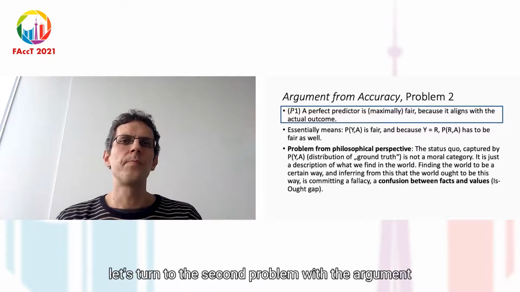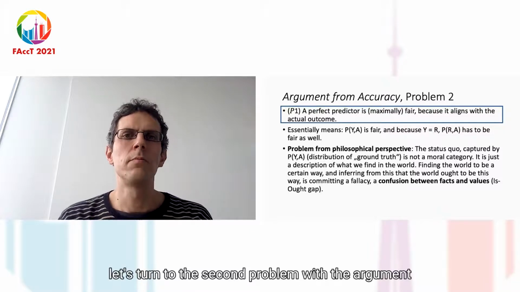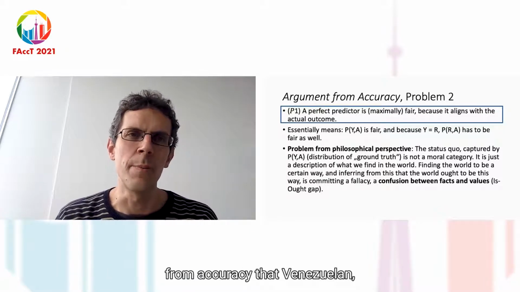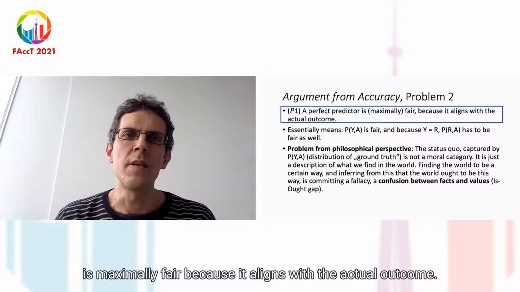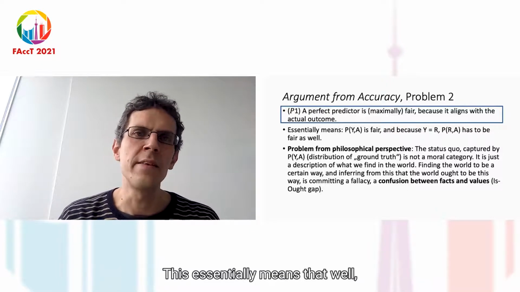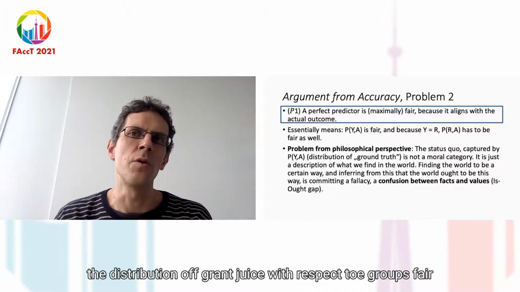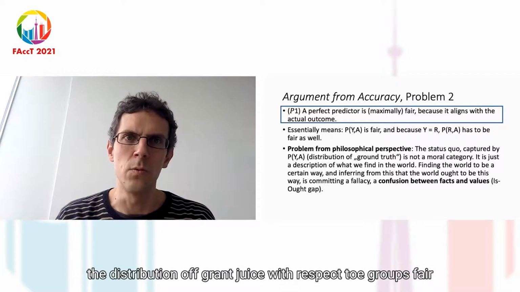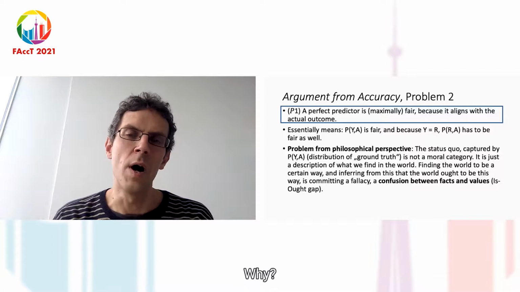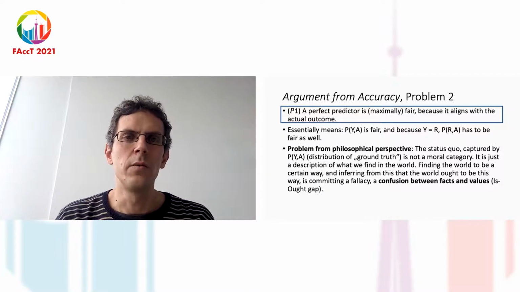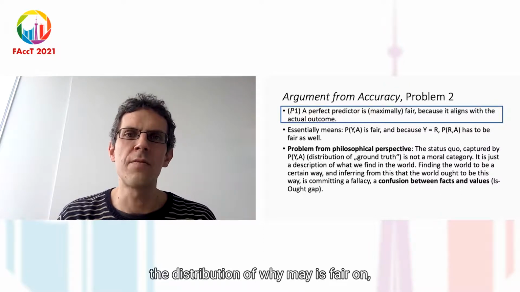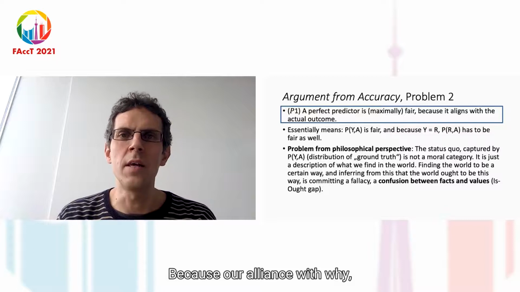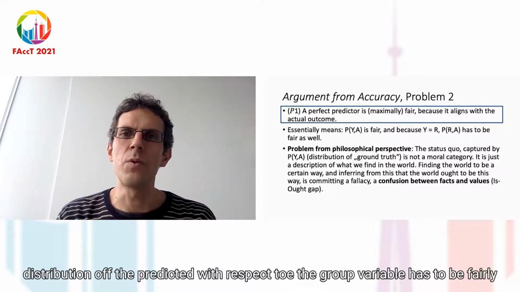Okay, let's turn to the second problem with the argument from accuracy. That's premise 1, which is that a perfect predictor is maximally fair because it aligns with the actual outcome. This essentially means that the distribution of ground truth with respect to a group is fair. So first, the distribution of Y and A is fair, and because R aligns with Y, the distribution of the predictor with respect to the group variable has to be fair as well.